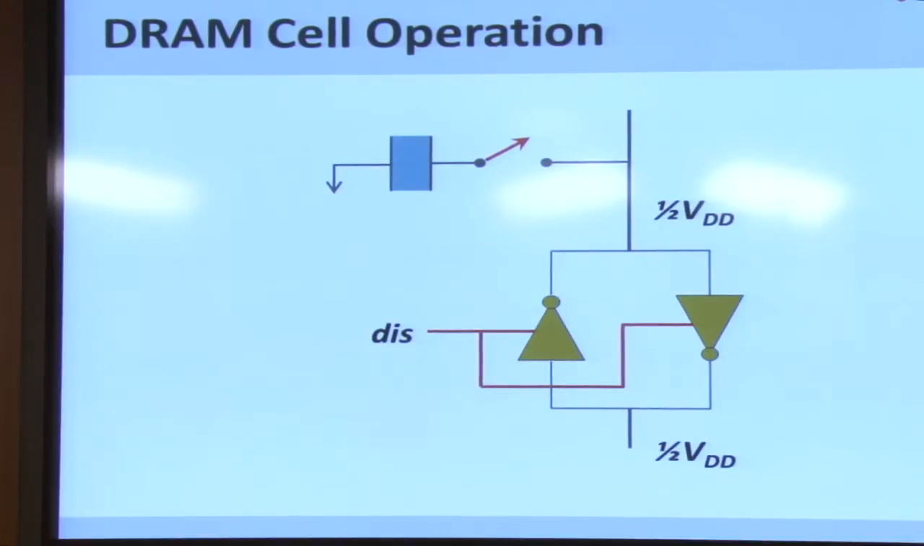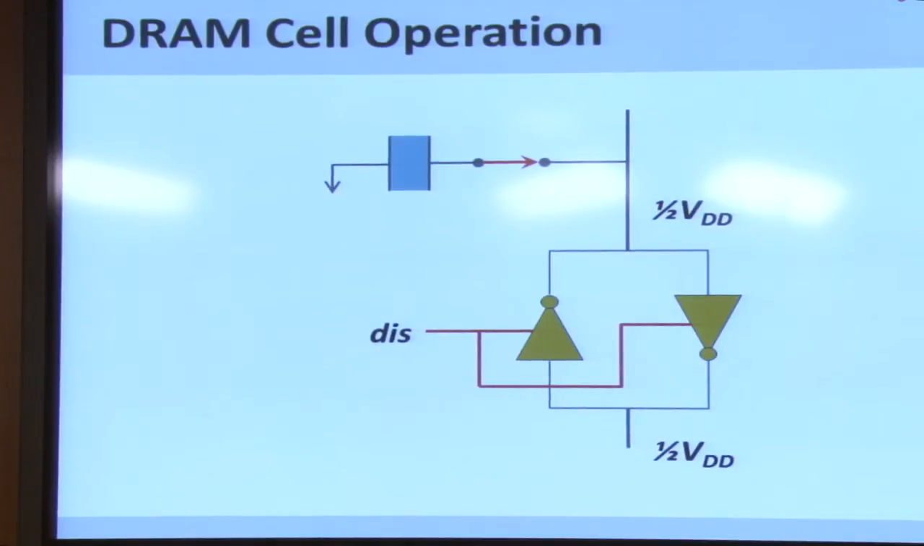It's as shown: we have the capacitor on the top left and the sense amplifier, and there's a switch that connects the capacitor and the sense amplifier. As you can see, the sense amplifier is initially disabled, and both the top and the bottom are set at half VDD, midway between the maximum voltage and the minimum voltage of 0. So in this state, if I want to read the data from the cell, I close the switch, connecting the capacitor to the sense amplifier.